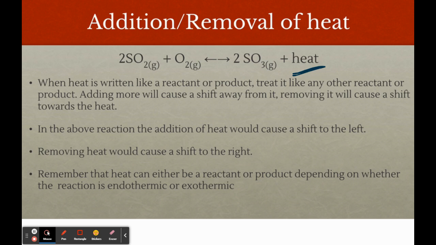Okay, so for this reaction, if we add heat, it's going to cause a shift to the left. Okay. On the other side of that, if we remove heat, it would cause a shift to the right. Okay? So remember, heat can be written as a reactant or a product based on whether the reaction is endothermic or exothermic. This is an exothermic reaction. If you're dealing with an endothermic reaction, it would be the opposite.